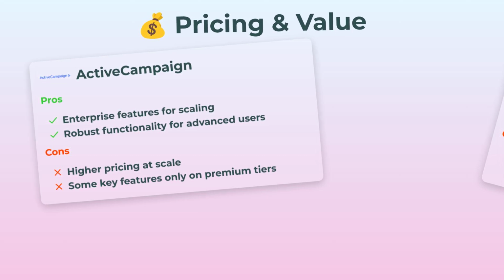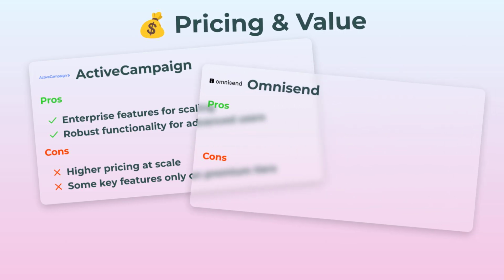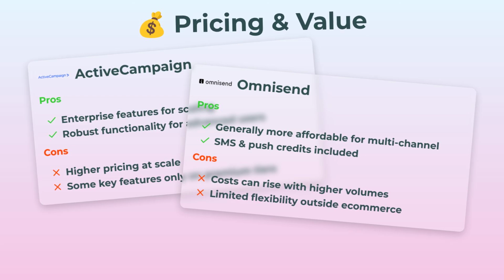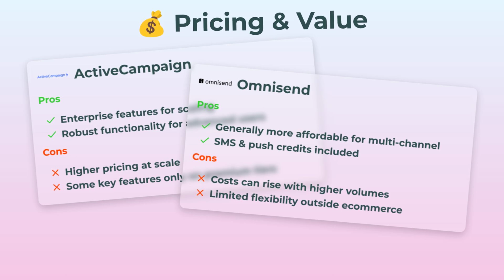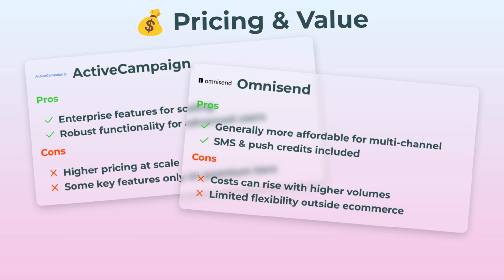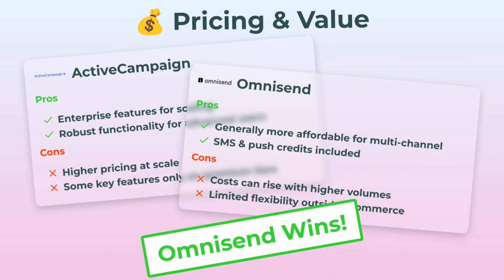Then we've got Omnisend. It's generally more affordable, especially if you're running those multi-channel campaigns. You get SMS and push credits actually bundled in, which is sweet. Costs do ramp up if your volumes really spike. And let's be real, it's not as flexible if you're not all about e-commerce. But for most online stores, the value is pretty clear. Winner here? Yeah, Omnisend edges it out.